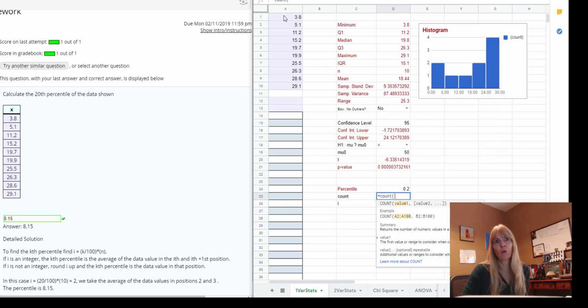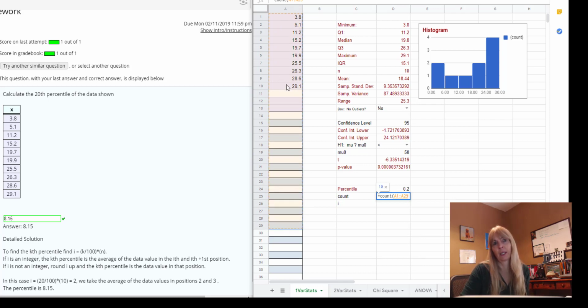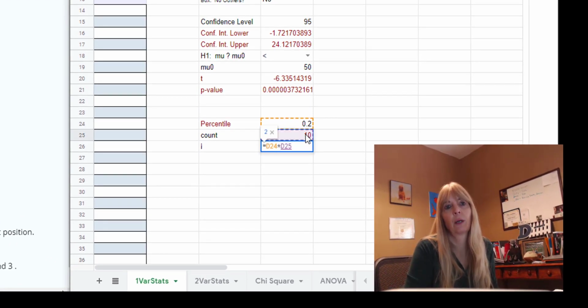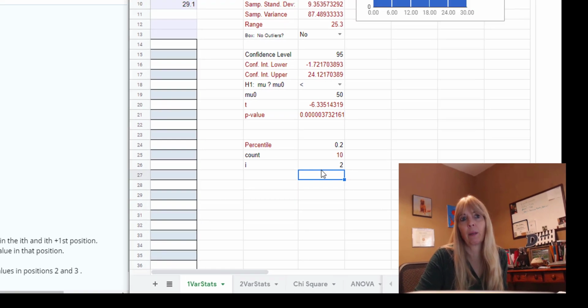Now, if you drag this down far enough, it's only going to count how many values, and I can see it's 10, but it'll only count those that actually have numbers in the cells. So that would be something that I wouldn't have to change. Okay, the percentile I wouldn't have to change either because, as I said, I'm going to take the percentile times my count, and that is my index number.